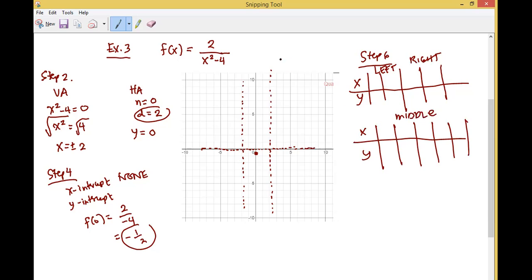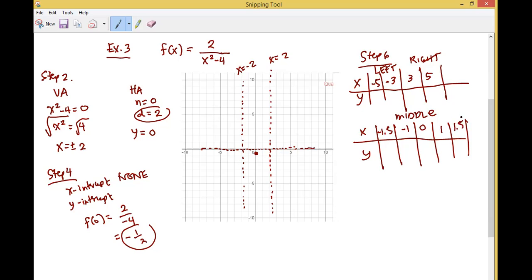Okay, so this is x equals 2. The other is x equals negative 2. Let's plot 2 points to the left of x equals negative 2. So for example, we have negative 3 and negative 5. When we plot 2 to the right of x equals 2, we could have 3 and 5. Then we plot 5 points in the middle between negative 2 and 2. So we can have negative 1.5, negative 1, 0, 1, and 1.5.